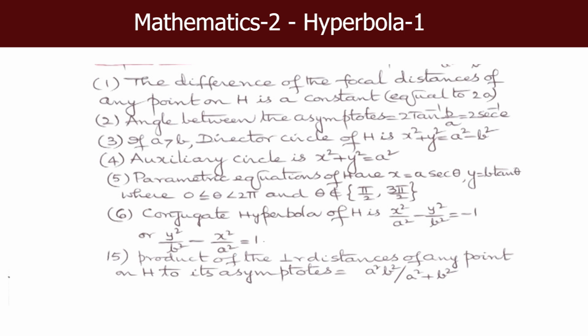This product is equal to a square b square by a square plus b square. Several times numerical questions are asked on this formula: a square b square by a square plus b square. One should keep a note of this last result.